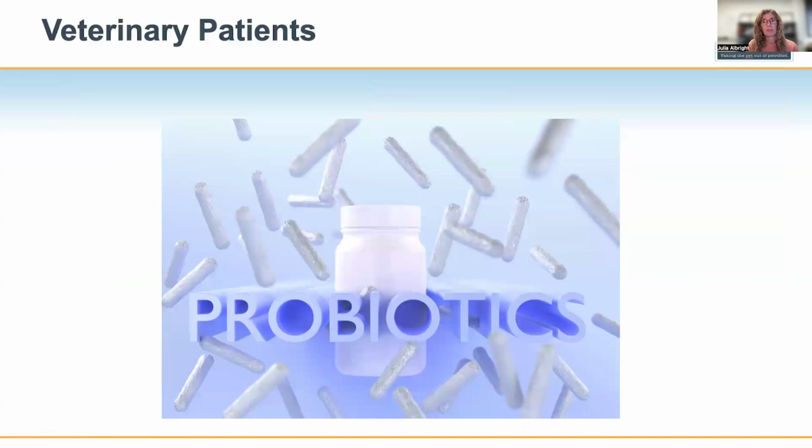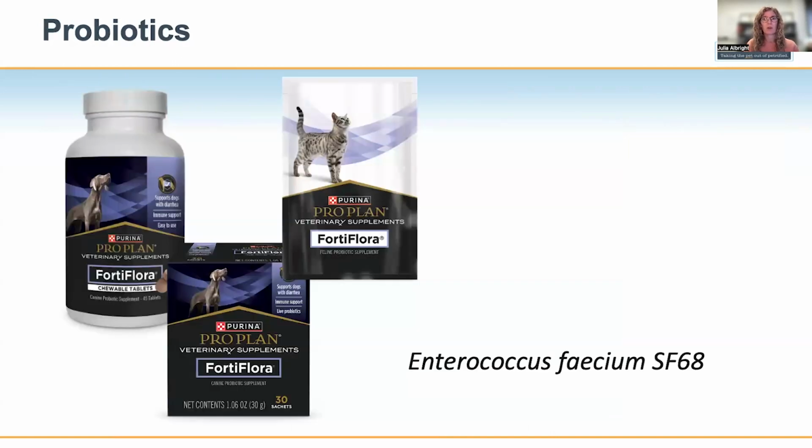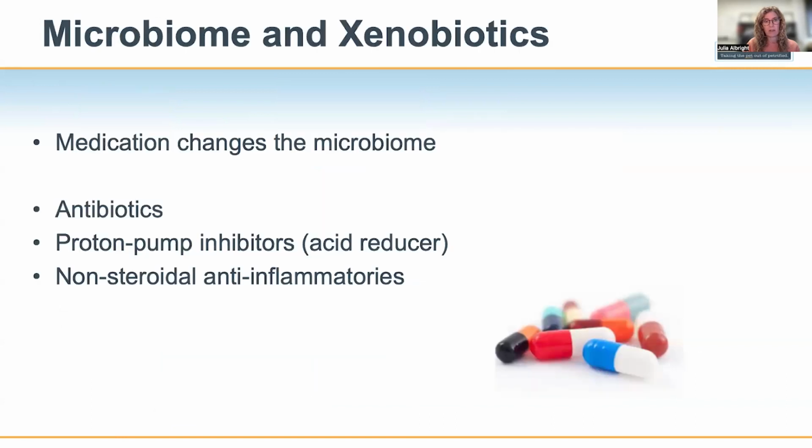So veterinary nutrition companies have been working on adding these beneficial, anti-inflammatory nutrients. But as the research expands, we've been focusing on the probiotics to complement all of those other types of therapies. So there are some great veterinary examples out there. Purina has FortiFlora, which contains Enterococcus faecium, the SF68 strain. This is best known for use in GI issues, so enteritis and colitis in cats and dogs.